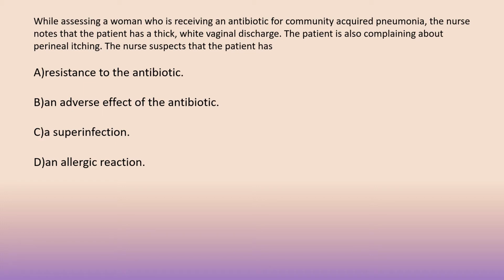While assessing a woman who is receiving an antibiotic for community-acquired pneumonia, the nurse notes that the patient has a thick, white vaginal discharge. The patient is also complaining about perineal itching. The nurse suspects that the patient has A. a resistance to the antibiotic. B. An adverse effect of the antibiotic. C. A superinfection. D. An allergic reaction.